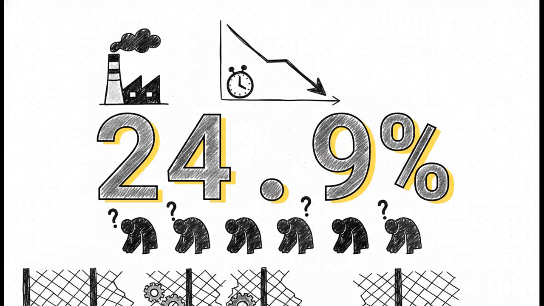Just take a moment and think about this number, 24.9%. That staggering figure is the peak unemployment rate from 1933, right in the thick of the Great Depression. It remains the absolute highest in U.S. history. Entire industries just collapsed, and many people remain jobless for well over a year. It completely reshaped an entire generation.